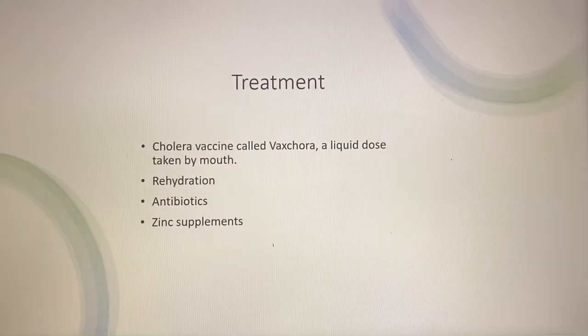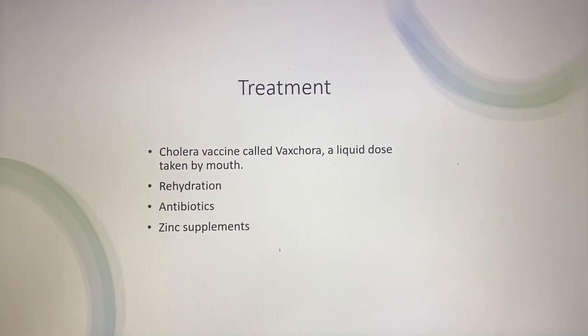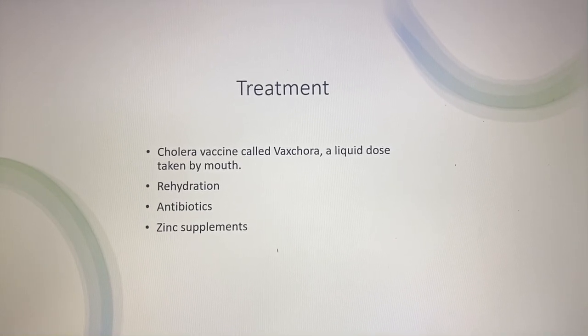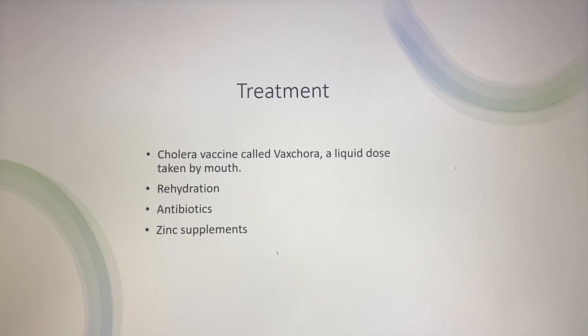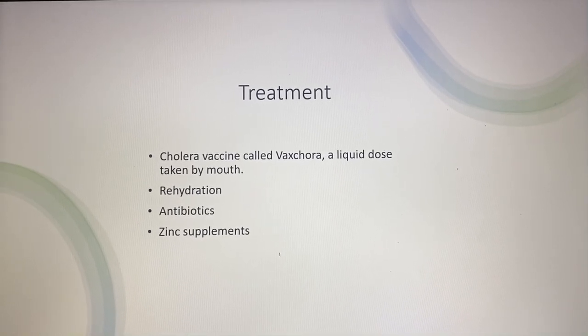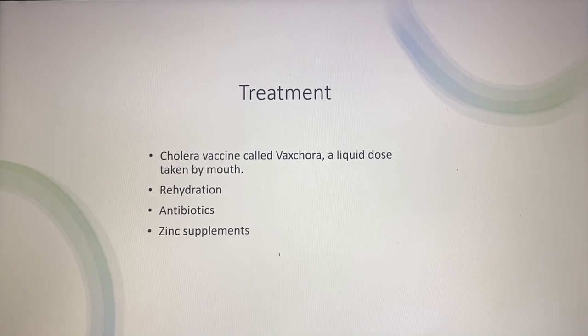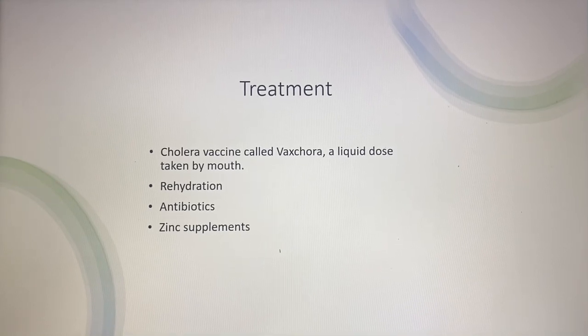Okay, so let's talk about treatment. What treatment do we have to reduce or to eliminate cholera infection in the small intestine? We have the vaccine called Vaxchora. It's a liquid dose taken by mouth. I think they give it by dose, like 1 dose per person. It is also recommended for people who travel to countries that are reported to have cholera infection to take the vaccine at least 10 days before to protect themselves against the infection.